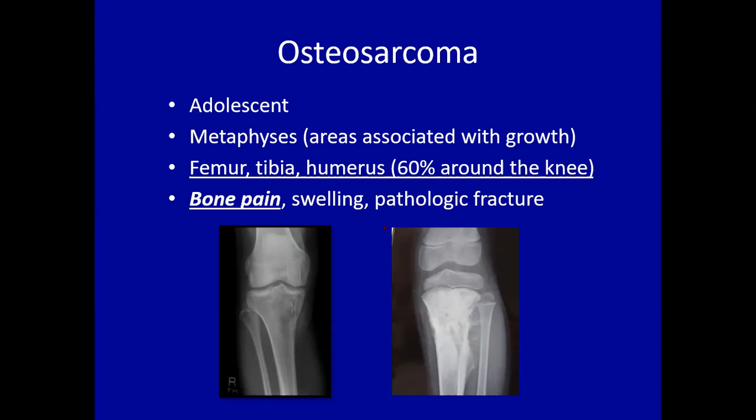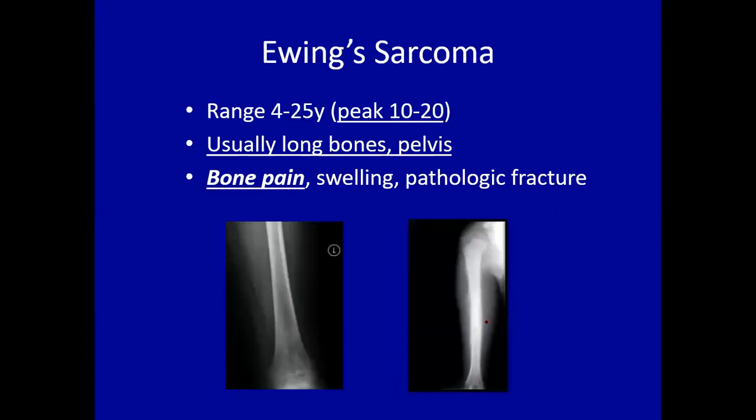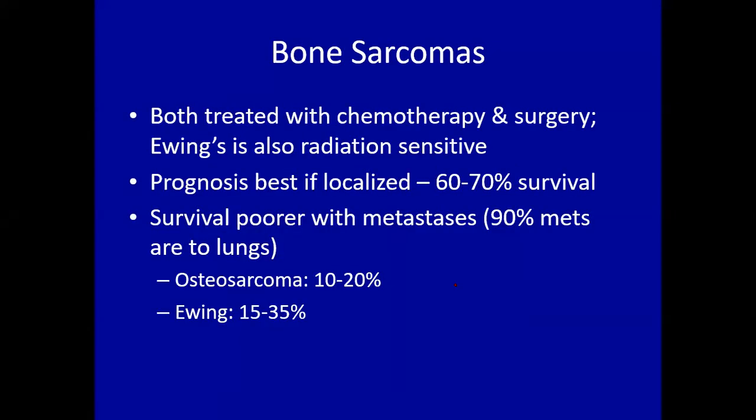So this is when you want to really investigate that nighttime pain. So you can see all that reactive calcification around that. Ewing sarcoma, usually in the long bones and pelvis. They're going to have that bone pain, and there's going to be swelling and pathologic fractures. Bone sarcomas, both are treated with chemotherapy and surgery.